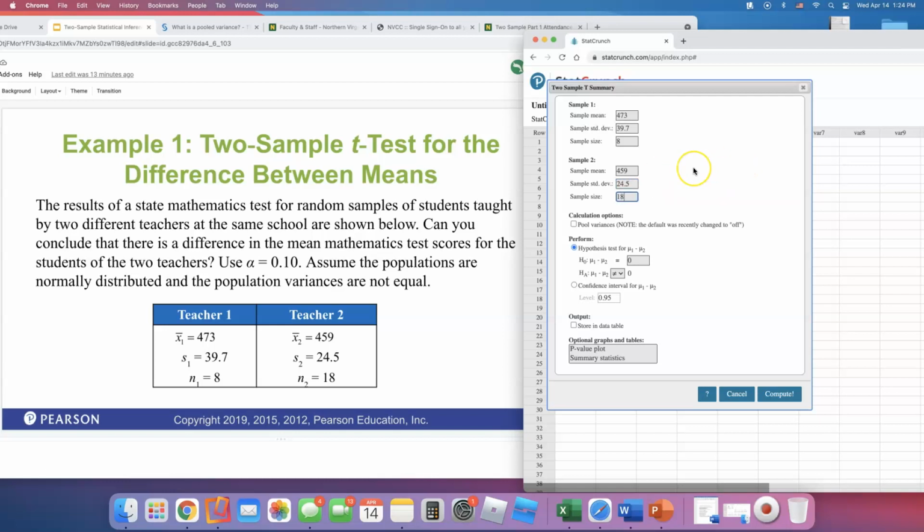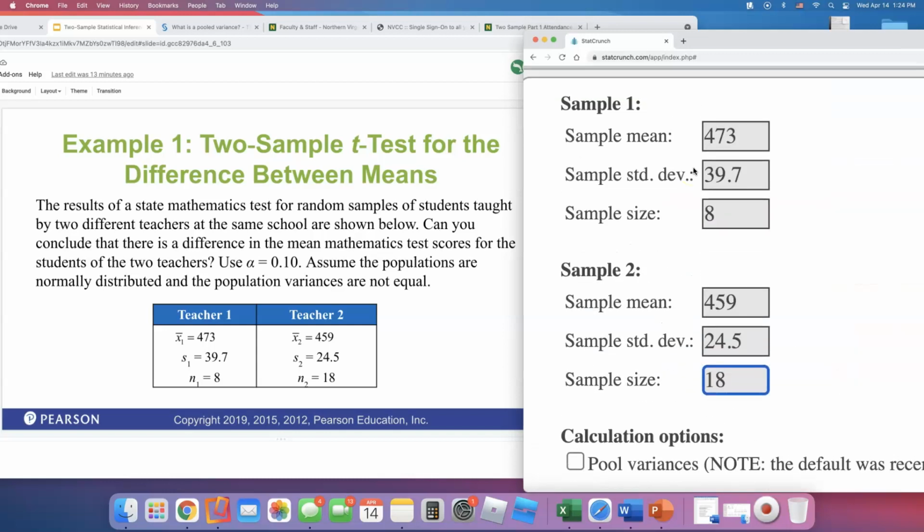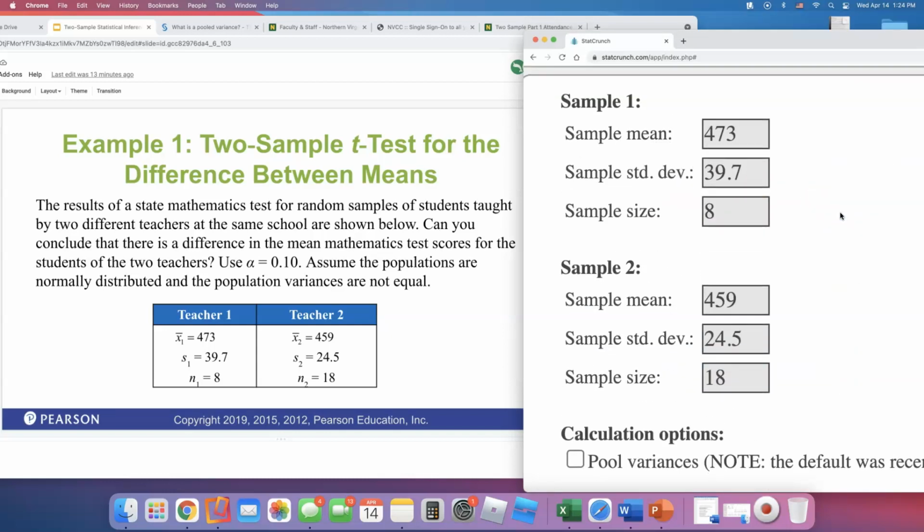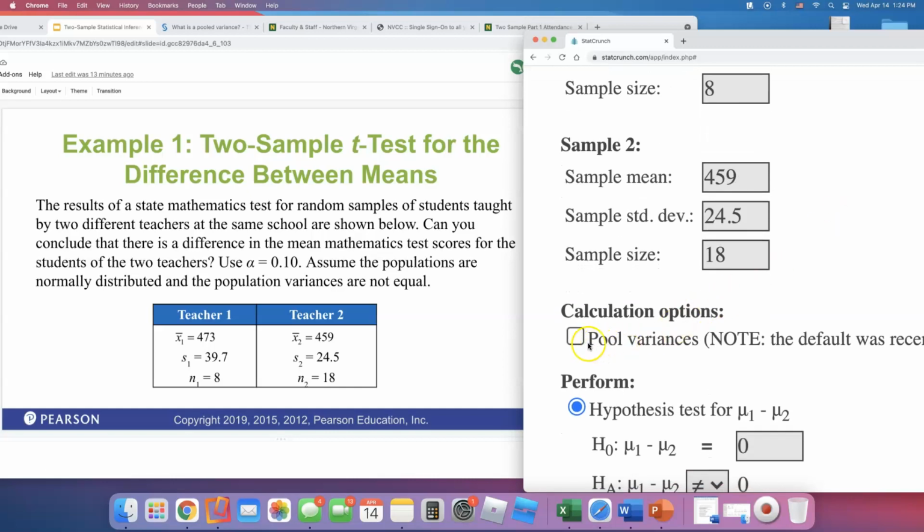You notice that I just literally entered all that information exactly the same, right? Now this part though. Do I click on pool variances? Yes or no? No. Why not? Because population variances are not equal. We're not going to pool them. So do not click on this box. Do not click on this box.